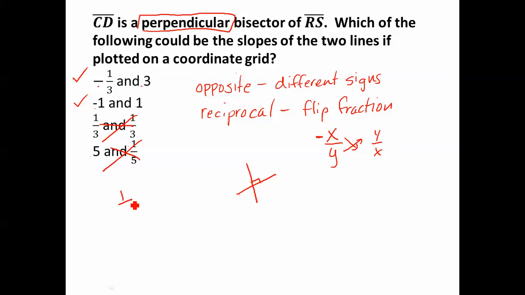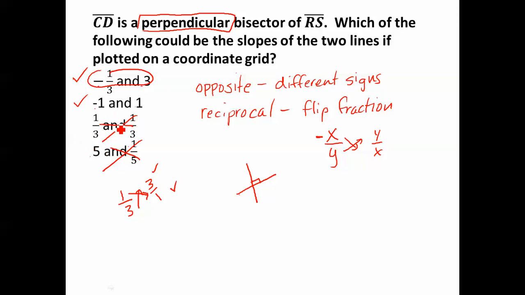So now we need to look at the fractions, 1/3 and 3. Did the 3 move from the bottom to the top? Yes. Did the 1 move from the top to the bottom? Although it's not there, we can put a 3 over 1 and it's the same as 3. So yes, it did. So different signs, fraction flipped. These two lines are perpendicular. The slopes of these two lines show that those two lines are perpendicular.